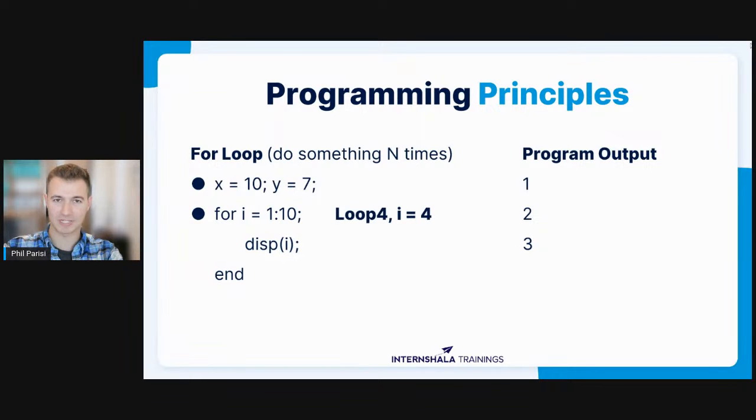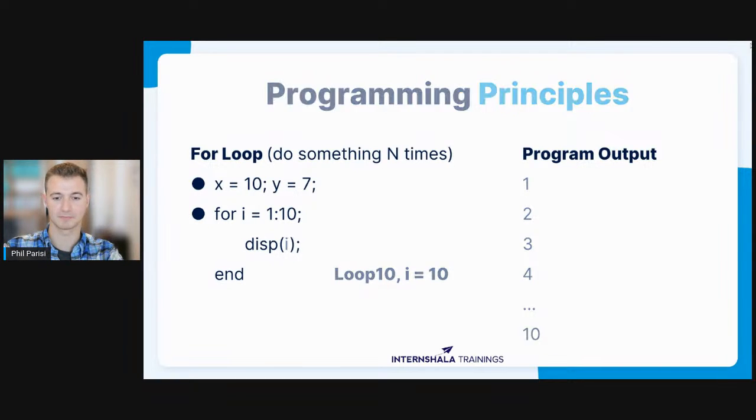One more time, I think you guys have this by now. In the fourth loop, I is equal to 4, we display I, and we get 4 out. We keep doing this until 10, because we've specified that I should go from 1 all the way to 10. And then in the 10th loop, we display I when I is 10, and 10 is our program output.